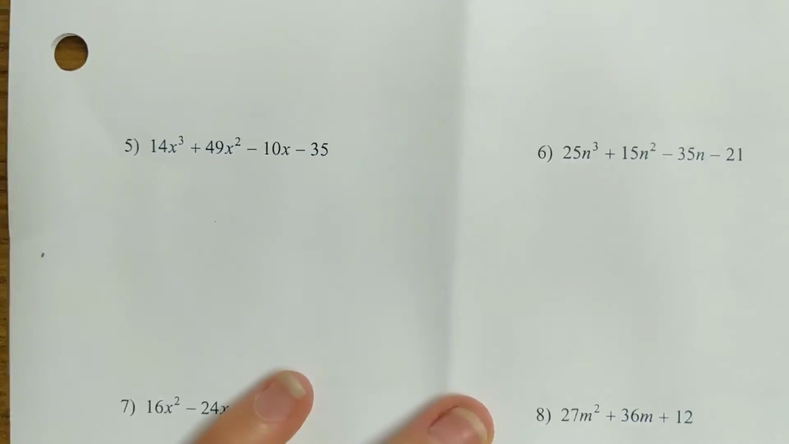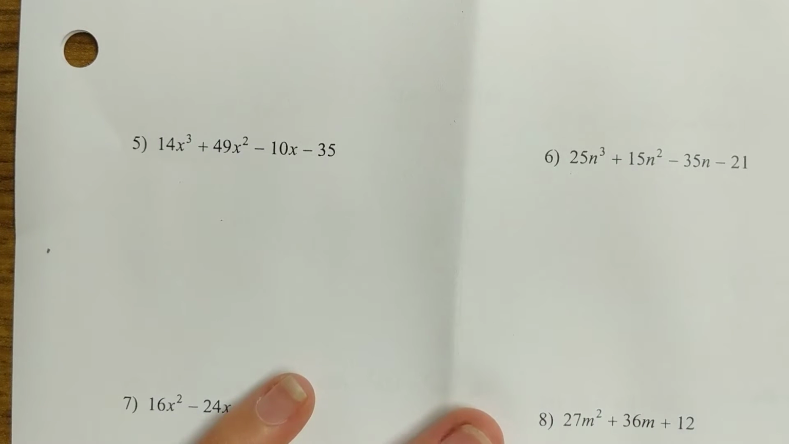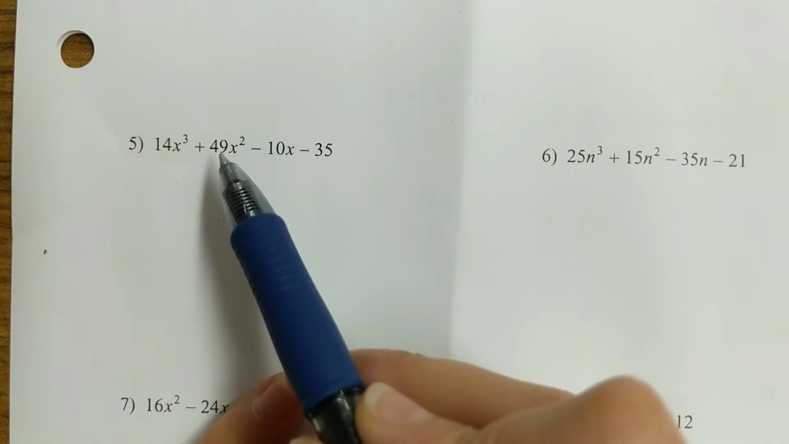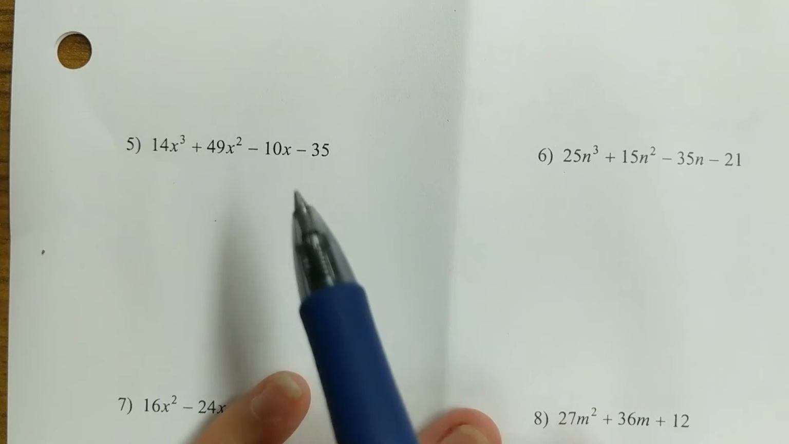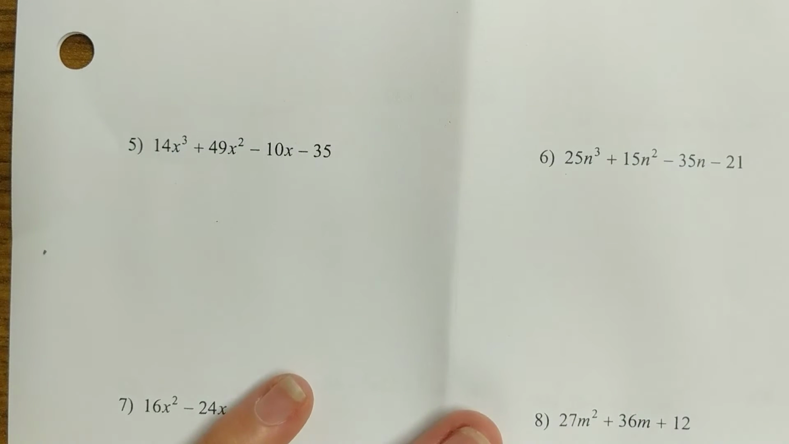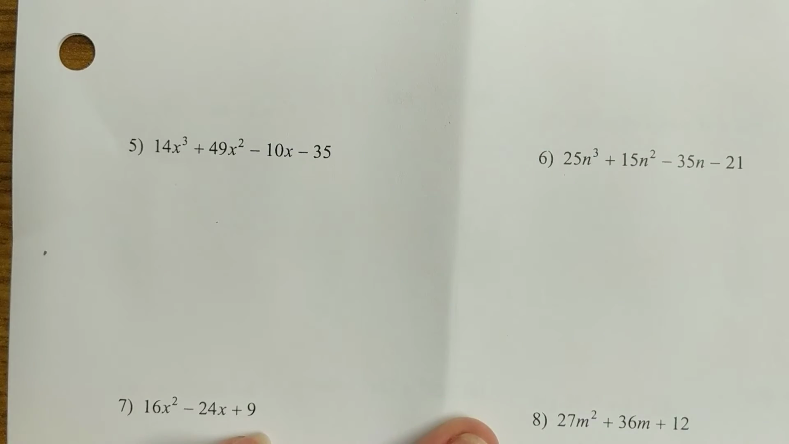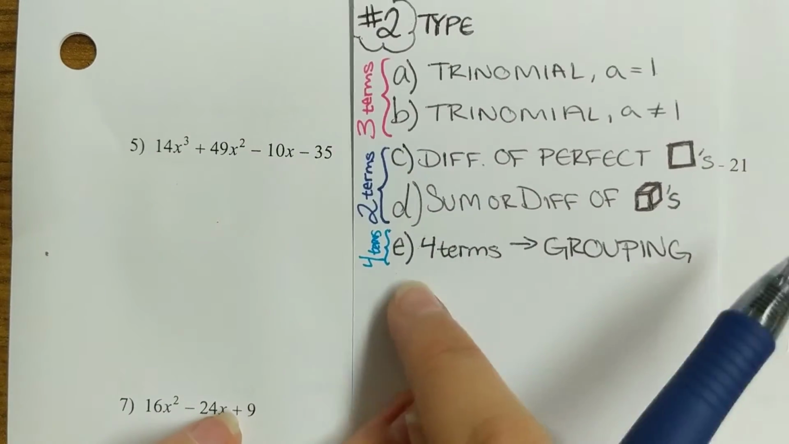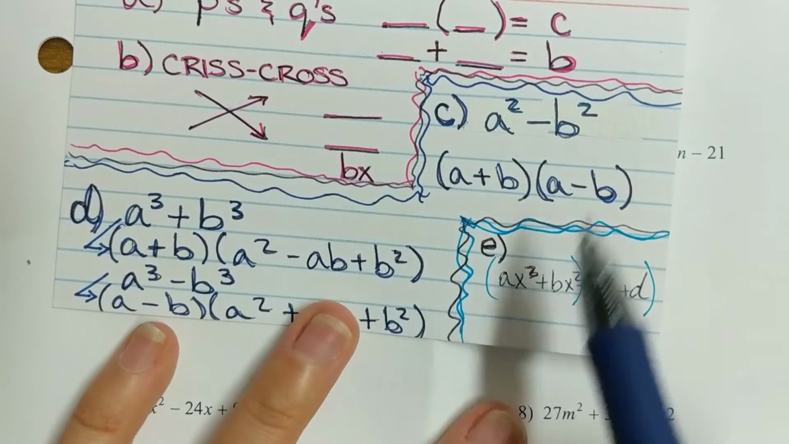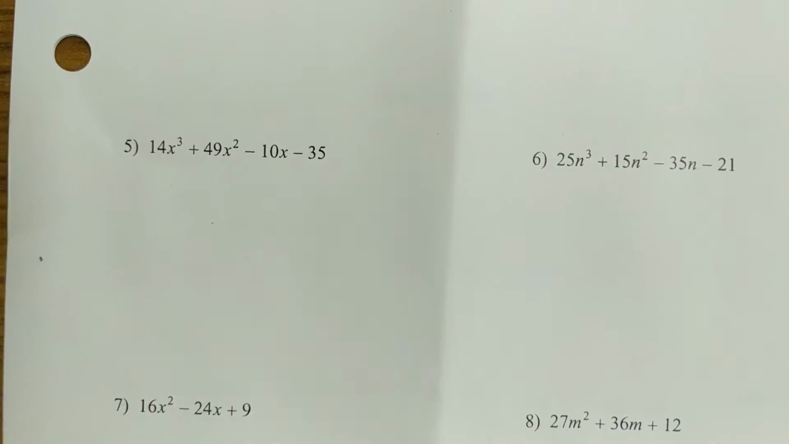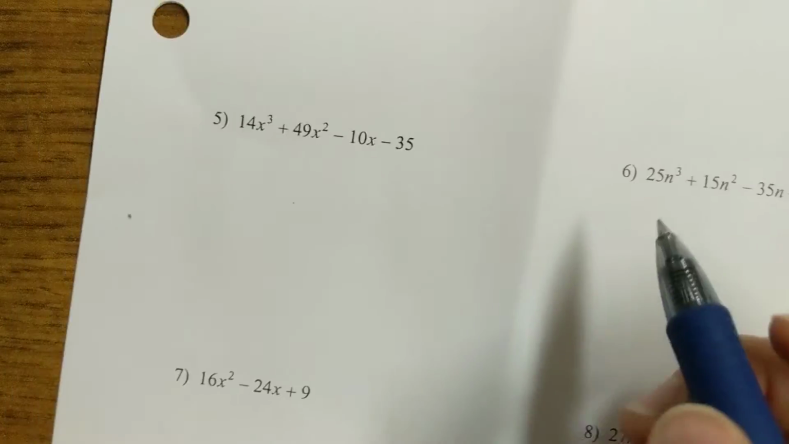Number 5. First of all, is there a GCF? Ooh, 7 goes into the first 2 numbers, and this one, but it doesn't go into 10. Okay, so no, does not look like there's a GCF. The type is the only one with 4 terms, and we factor by grouping. Factor by grouping, you just throw those parentheses on and factor out the GCF from only 2 terms each.